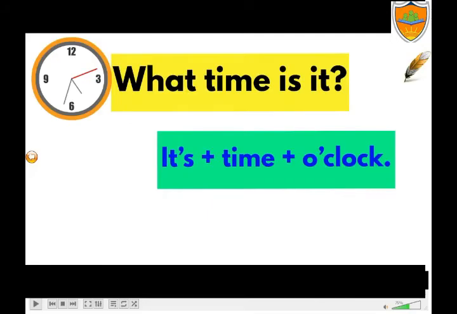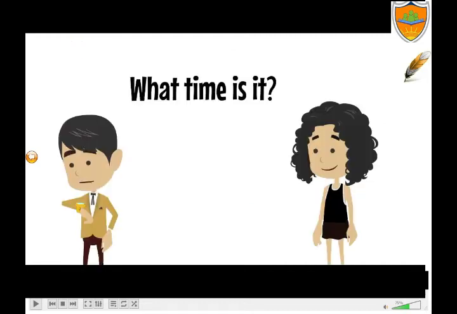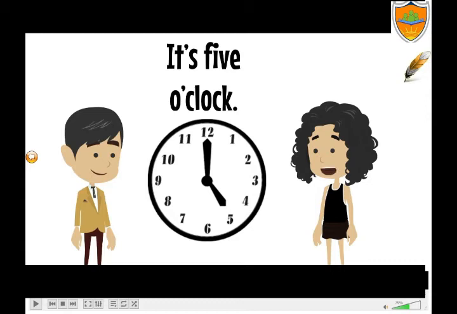So I ask with what time is it and answer with it's plus time plus o'clock. Hani says, what time is it? Amir answers, it's 5 o'clock. The short hand is on 5 and the long hand is on 12. So the right answer is it's 5 o'clock.